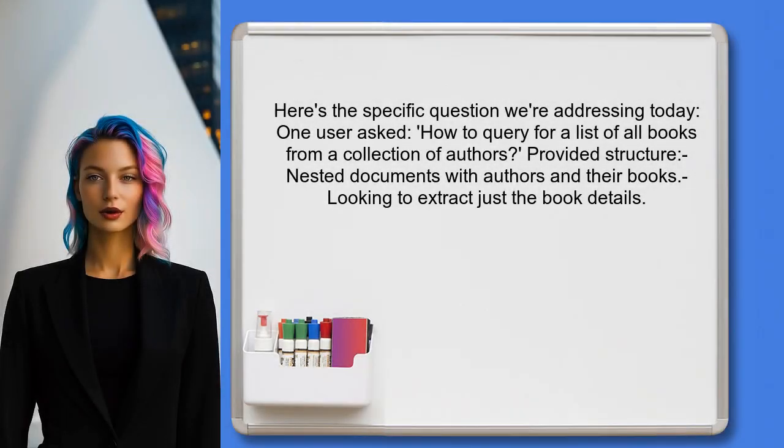Here's the specific question we're addressing today. One user asked how to query for a list of all books from a collection of authors. They provided a structure with nested documents and are looking for a way to extract just the book details. Sound familiar? Let's dive in.